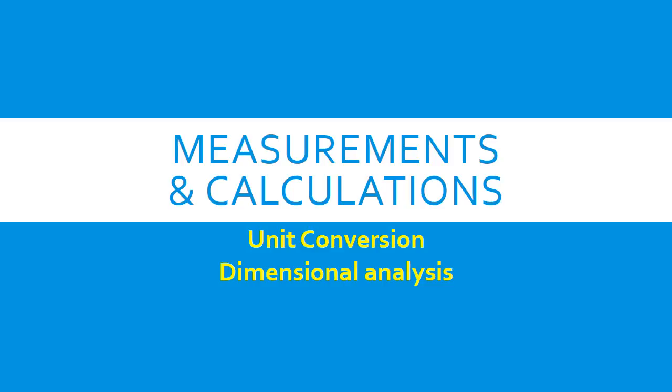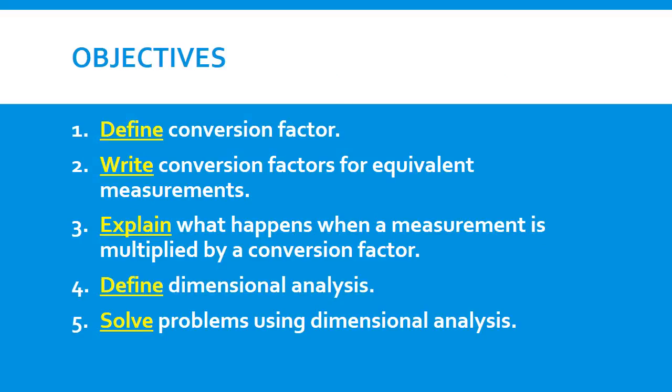In this video we're going to be talking about measurements and calculations again, and we're going to be focusing on unit conversion and dimensional analysis. We will define a conversion factor. We will write conversion factors for equivalent measurements or equivalent statements, explain what happens when a measurement is multiplied by a conversion factor, and define and use dimensional analysis. So let's start by expressing quantities.